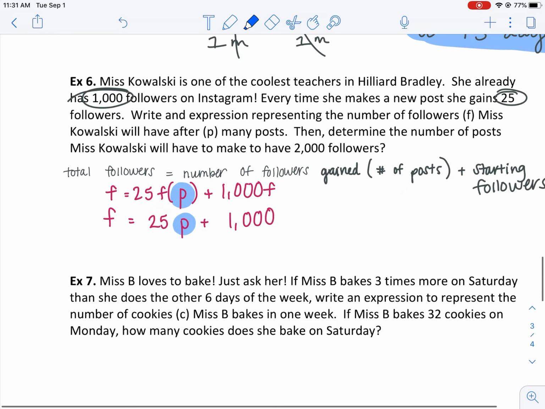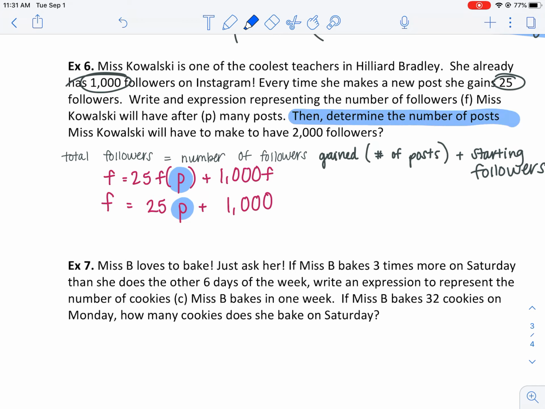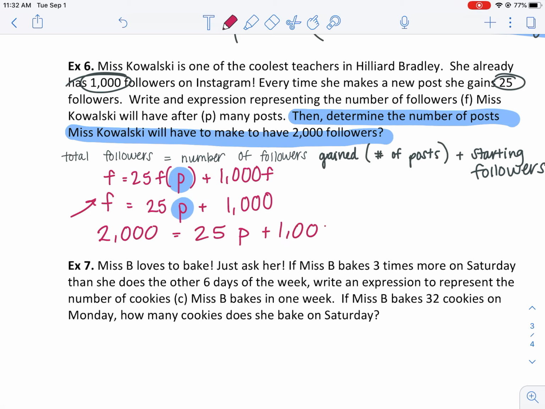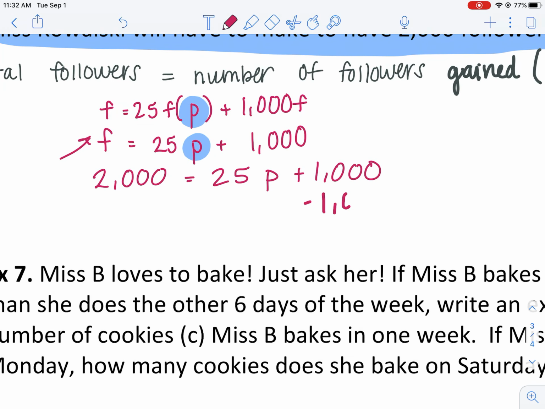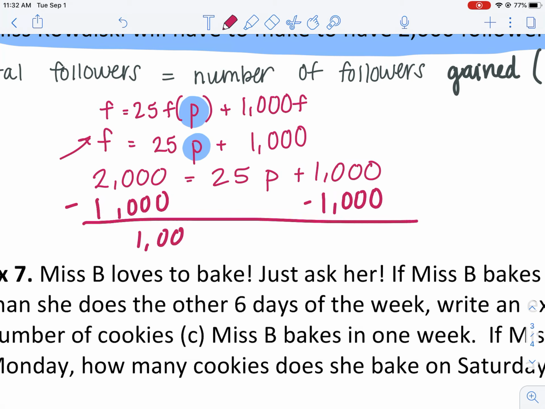Okay, so now it's asking us determine the number of posts Miss Kowalski will have to make in order to get 2,000 followers. Okay, so we want our total follower count to be 2,000. Okay, so we're going to set that equal to the expression we came up with. And now we're going to solve for P. We're going to solve for the number of posts that we need. So we're going to subtract 1,000. That leaves us with 1,000 equal to 25P. And now we're going to divide by 25 to solve for P.